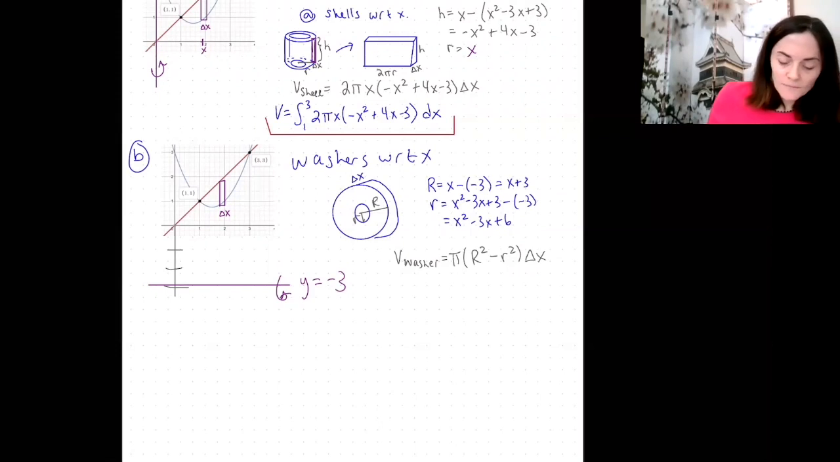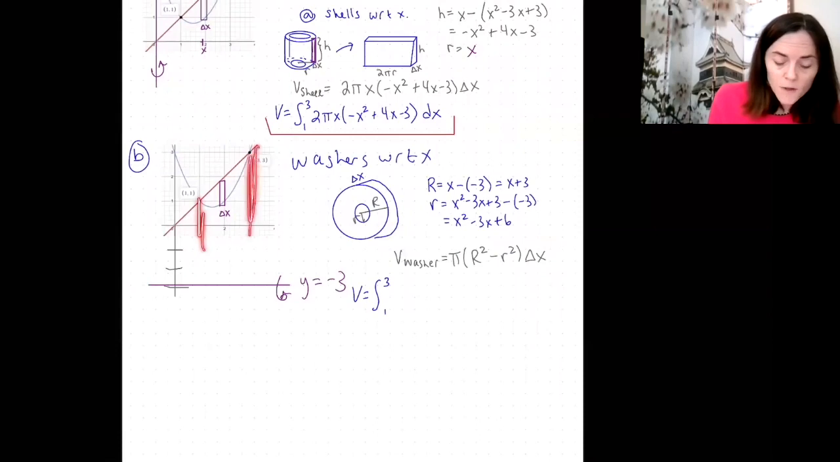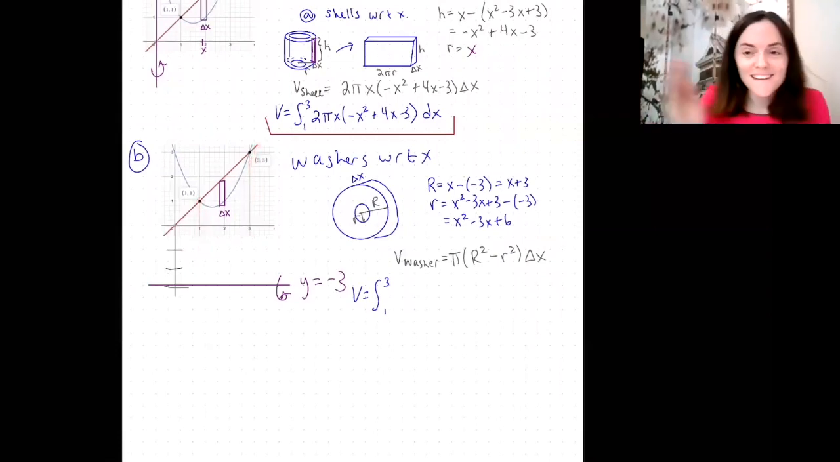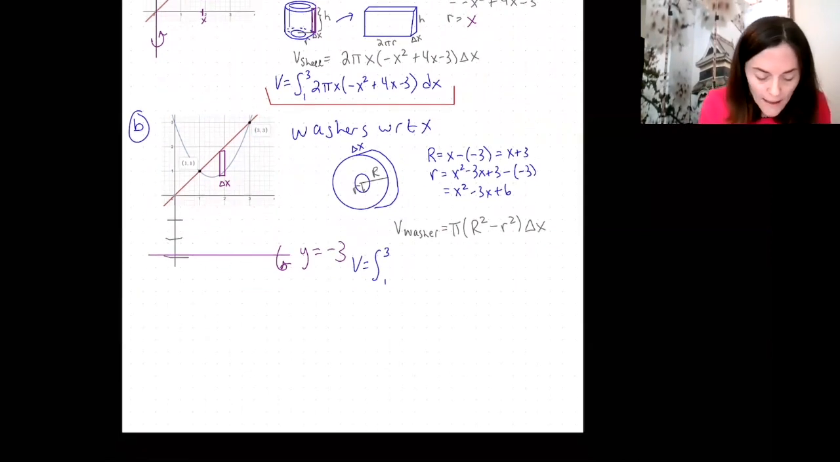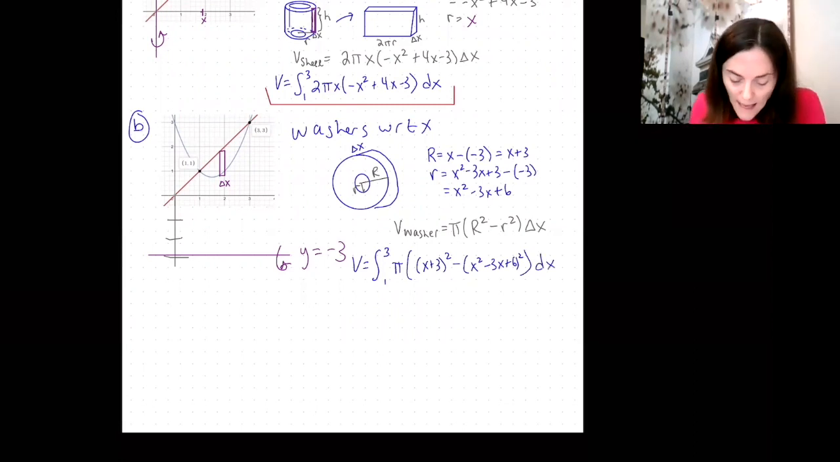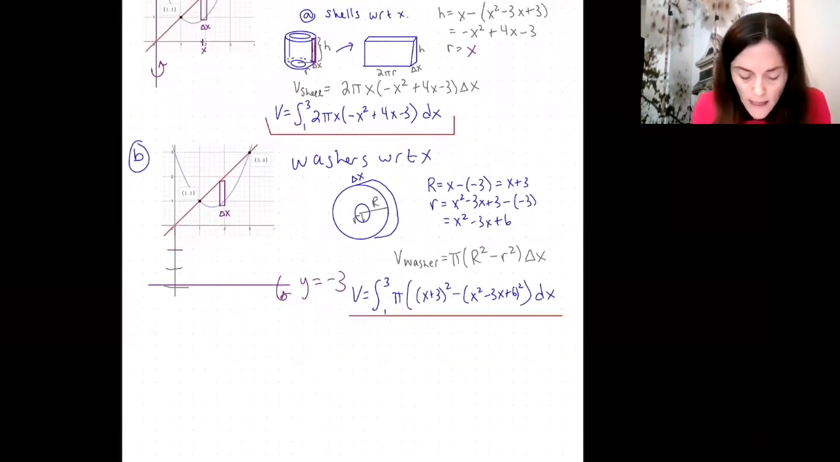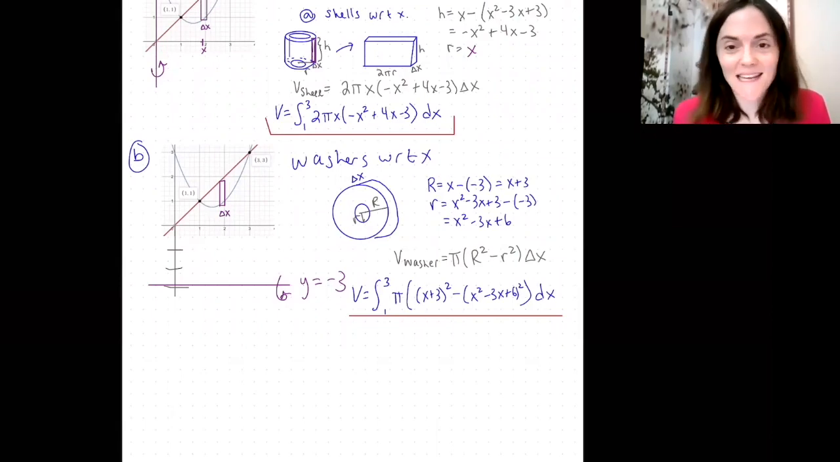I'll do this also in blue. My total volume is an integral, again, 1 to 3, because x goes from 1 to 3. This is where these rectangles can live. And then we have pi, we have capital R squared, we have minus little r squared, and then dx, okay? And this is part B. And this, again, just like part A, setup only, we would stop here. There is no need in a setup only problem to simplify this any further.